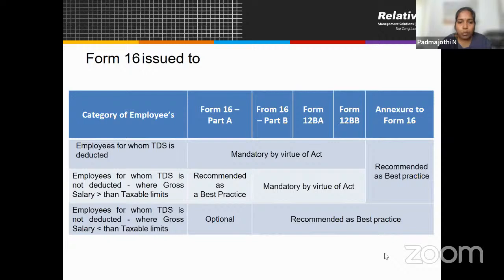I just want to know what practice you are following in your organization: whether you are issuing a Form 16 to all the employees, or only to the taxable employees or to management-level people like that. Can you just put all your answers in the chat box?